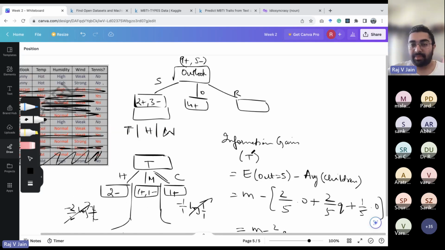If I choose temperature as my feature to split on this node, then you have to do the same procedure. But if I choose humidity, then if I choose wind, and then compare all of these, whichever gives the highest information gain, that you will choose to split. Yeah. Does that clear your question?